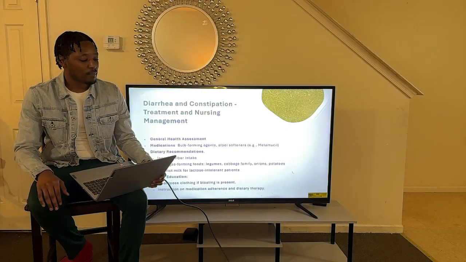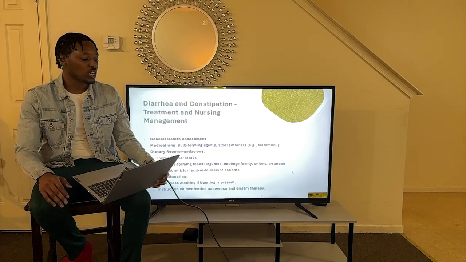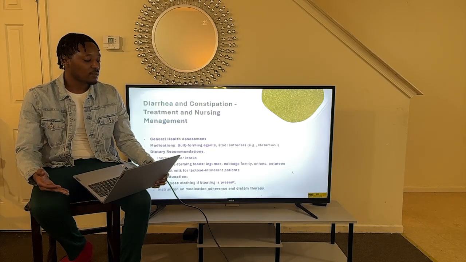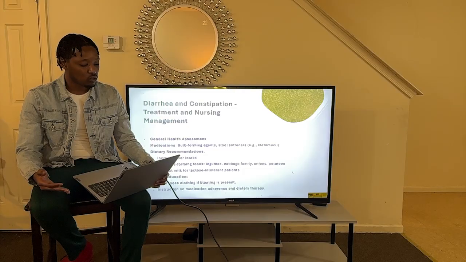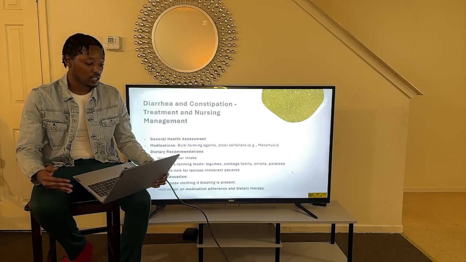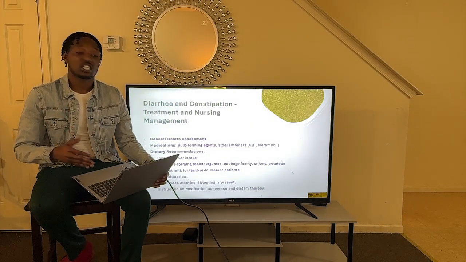Some treatment and nursing management for diarrhea and constipation includes a general health assessment. Some medications would include bulk forming agents and stool softeners like Metamucil. Some dietary recommendations would include to increase fiber intake, avoid gas forming foods such as legumes, the cabbage family, onions, potatoes, and restrict milk for lactose intolerant patients. Some things you're going to want to educate the patient on is to wear loose clothing if bloating is present, and instruction on medication adherence and dietary therapy. All of these things will be important in order to help deal with constipation and help manage diarrhea.